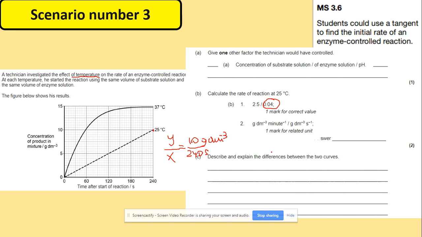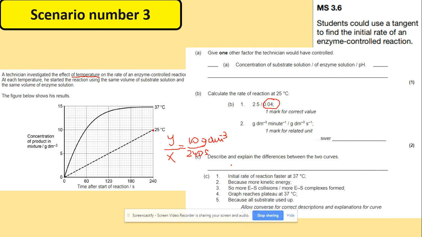Then you have to describe and explain the differences between the two curves. For description, it's something that you can see. So we're looking at the initial rate, where it is faster, where it is slower, then why, explain. Here you're recalling the enzyme substrate complexes. Look at the ending of the curve, so where it levels off, at what time, and why. You need to give the explanation for this as well.